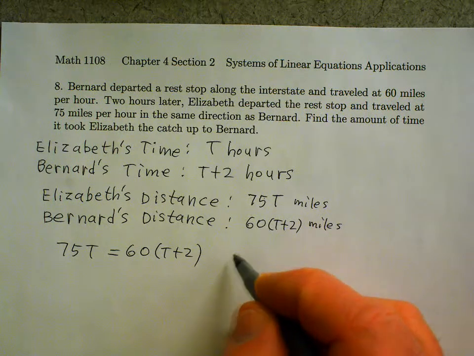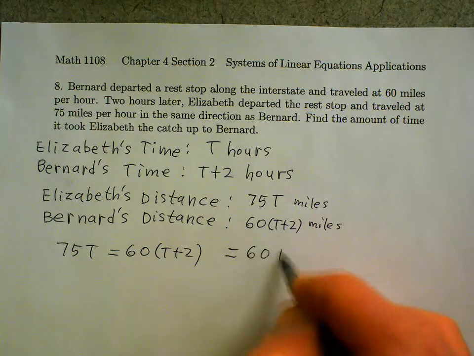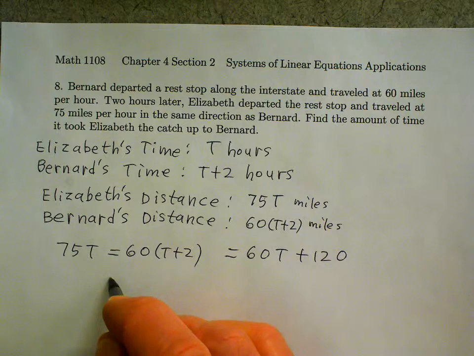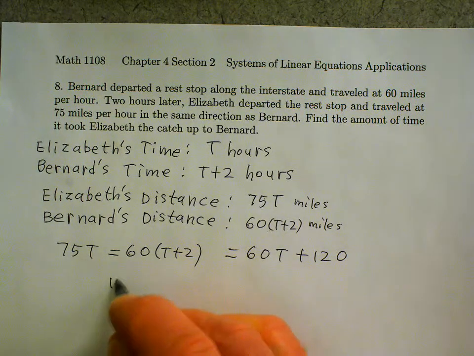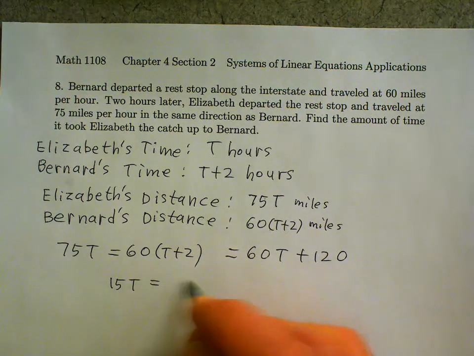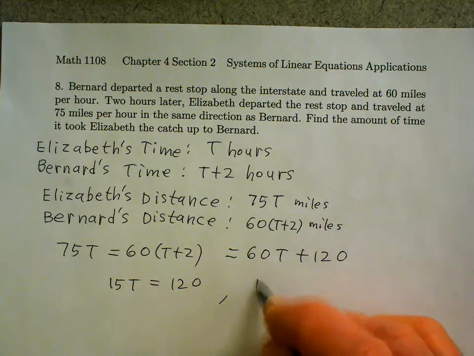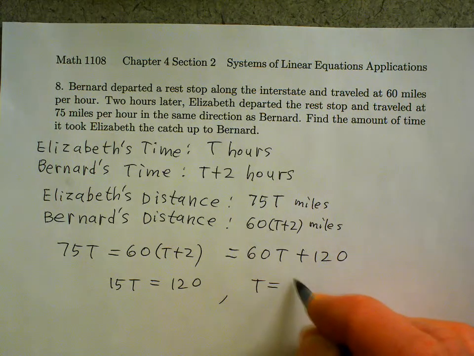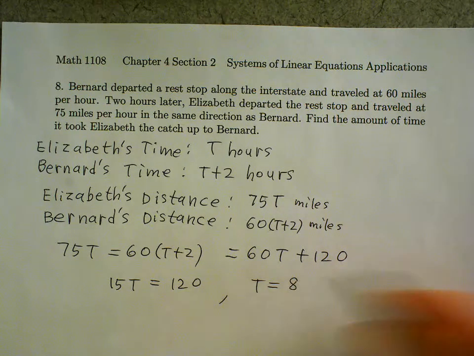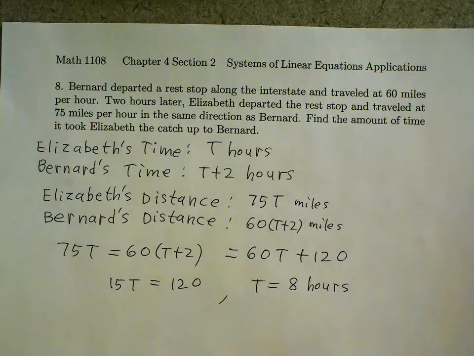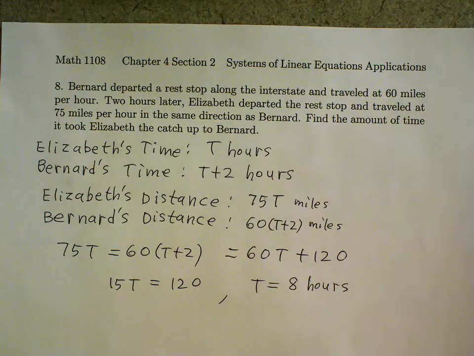So 60 times (T plus 2) is 60T plus 120. Subtract 60T from both sides, we get 75T minus 60T is 15T equals 120. Divide both sides by 15, T is equal to 8 hours. Okay, it took Elizabeth 8 hours to catch up to Bernard.